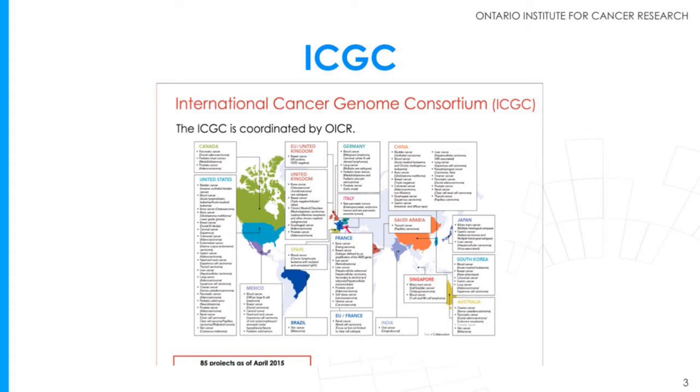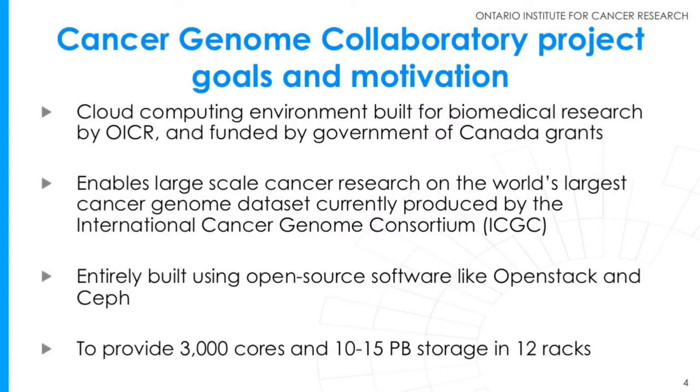There are 17 or 18 countries that participate in this project voluntarily, and they basically collect DNA samples from their cancer patients, and we align and sequence them with the same algorithms in order to get some good conclusions about the causes of the mutations. The Cancer Genome Collaboratory project was created based on a fund by the Government of Canada with the goal of providing an environment for the analysis of this data.